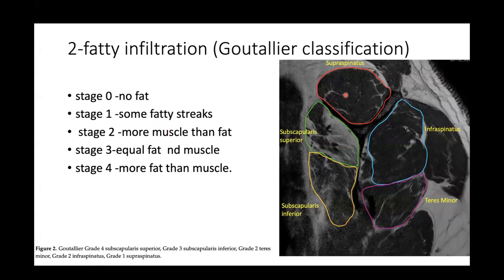So how to identify it? You can see in this picture, in the upper subscapularis, that is stage 4. There is more fat than muscle.